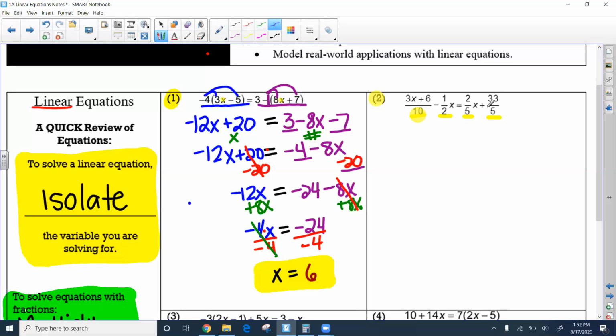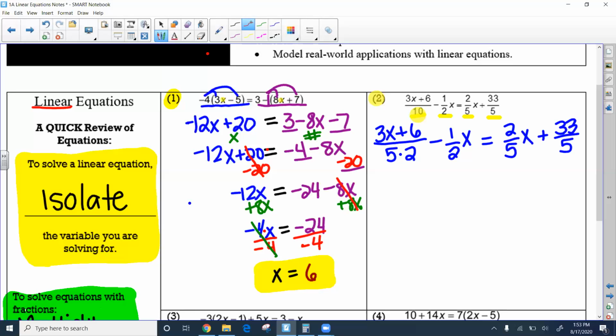Okay, so I'm going to rewrite my equation, but instead of writing 10, I'm going to write it in factored form. I'm going to write it as 5 times 2. Okay, so 3x plus 6 over 5 times 2. And then the rest of the equation, those denominators are already prime numbers. So I'm just going to rewrite the rest of my equation.